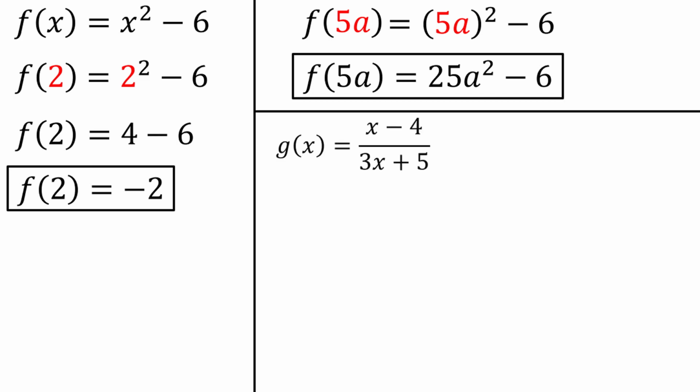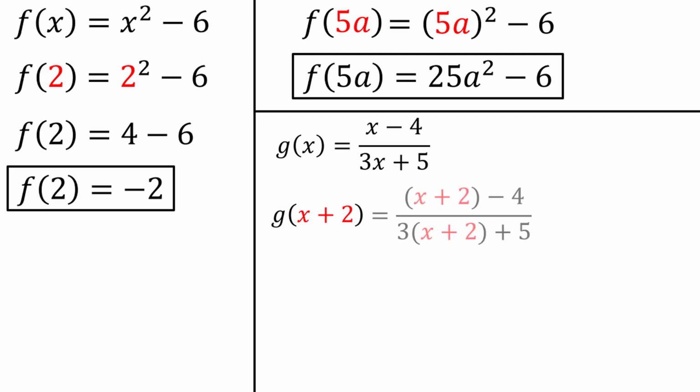What about g of x is equal to (x minus 4) divided by (3x plus 5)? We want to find g of x plus 2. This just means anytime you see an x, replace it with x plus 2. We have (x plus 2 minus 4) divided by (3 times (x plus 2) plus 5).